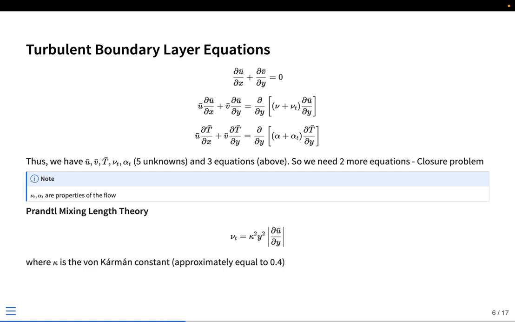And one such closure model is provided by Prandtl mixing length theory, which relates mu t, or the eddy viscosity, to the velocity gradient term. How did we get this equation? Again, this is a hypothesis, and there are several other models that come up with different values for mu t in a more sophisticated way based on energy cascading and energy conservation principles, which we are not going into. But the idea is, now that we have one more equation, we will be able to solve for the hydrodynamic boundary layer first.